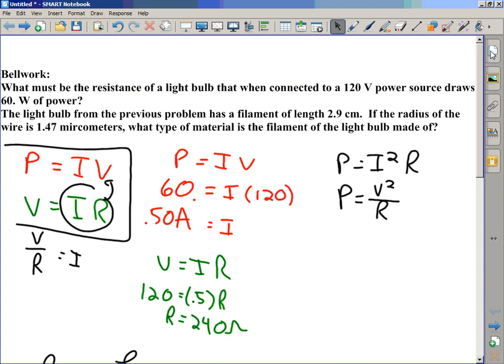60-watt light bulbs is the average light bulb that you plug in, right? The normal light bulb. That means the resistance of that light bulb is generally about 240 ohms, and we solved through with 2.9 centimeters. That's a reasonable length for a filament inside of a light bulb. Meaning to get tungsten, it has to be on the order of micrometers thin. Very, very thin for this to work.